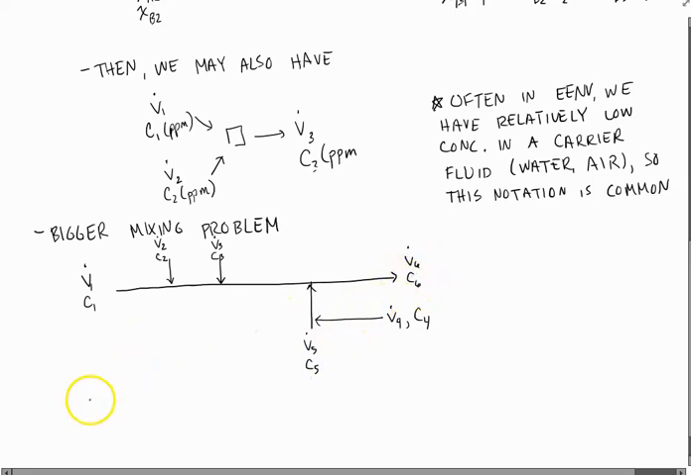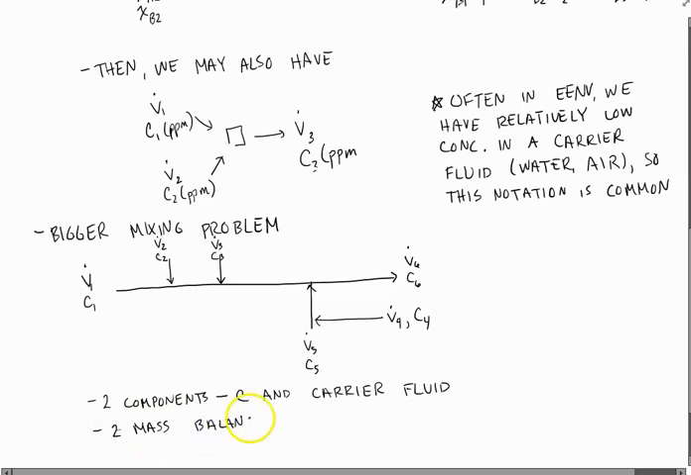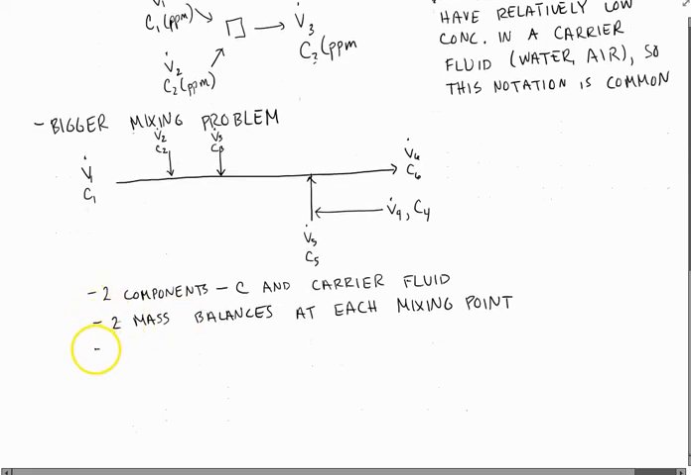So here we have two components. We have some sort of carrier fluid, and we have the concentration of something. So we can do two mass balances around each mixing point. Whenever you do this, I really do highly recommend physically drawing a box around the mixing point to help you visualize the mass balance. Sometimes if you don't isolate these little systems, like the mixing points, you just get confused. So physically drawing a box around each mixing point is really going to help you isolate the mass balance equations that you need to be making.